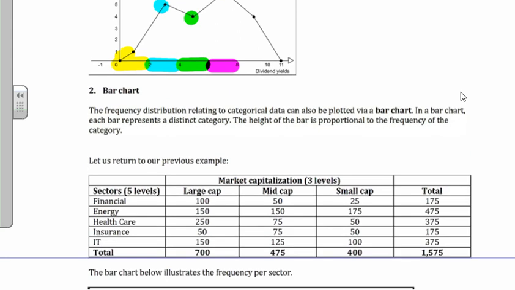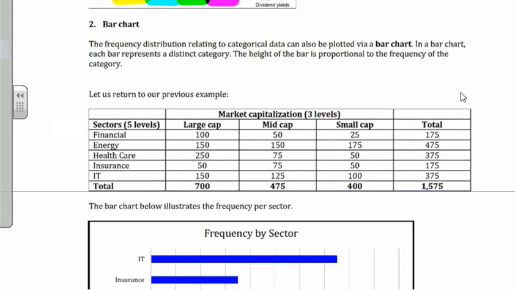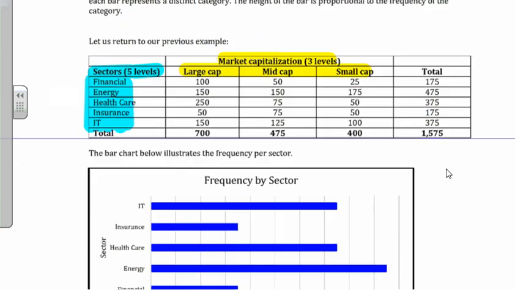Okay. We've got ourselves a bar chart, and for the bar chart we're going to be working with our table that we dealt with before. There's your market cap. There's your 3 different levels. You've got a large cap, a mid cap, and a small cap. And on the column side, the sectors: financial, energy, healthcare, IT over there. Now look what we can do in terms of a bar chart.